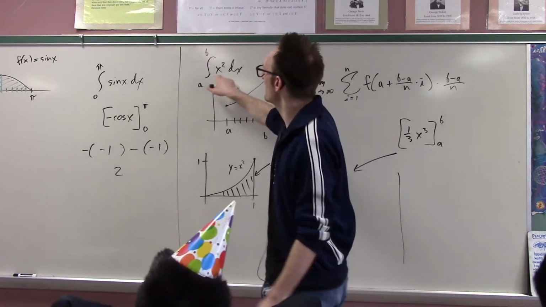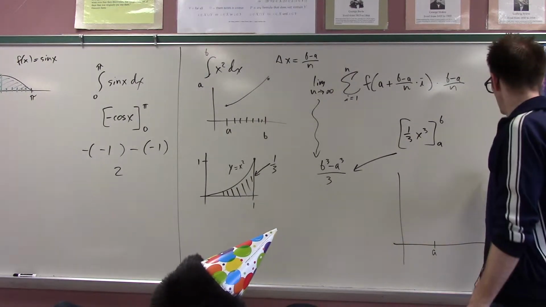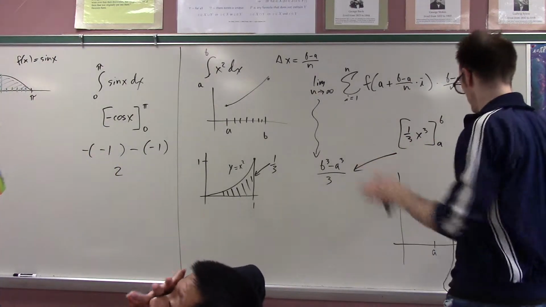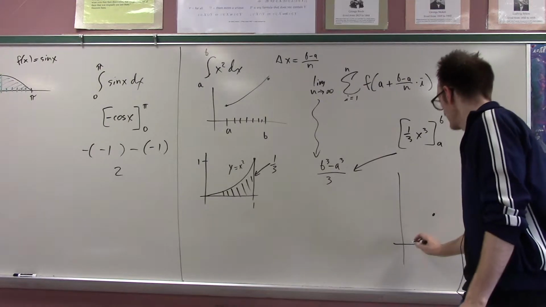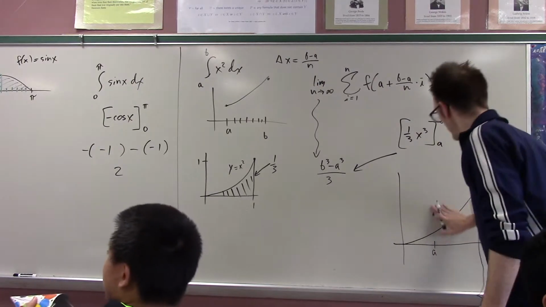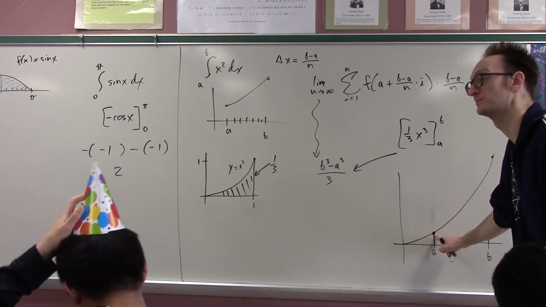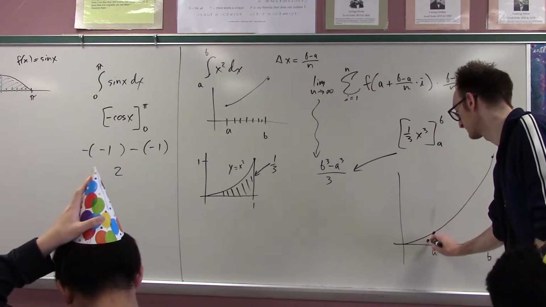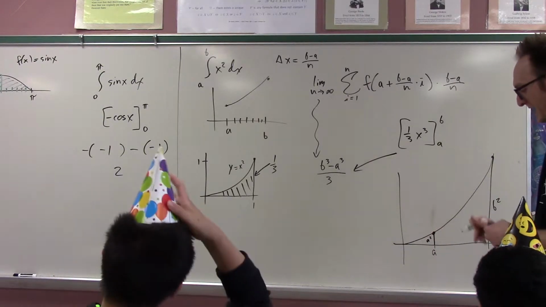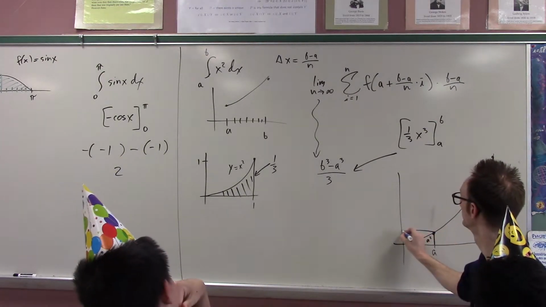So when someone wants the integral from a to b of x squared, what you might as well do is just, that's a, that's b. Now, if this is a, then what's the height here? It's a squared. And if this is b, then what's this height? b squared. Okay, so what is the area of this rectangle here?